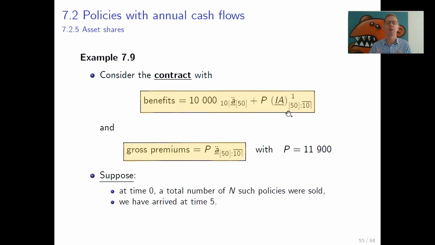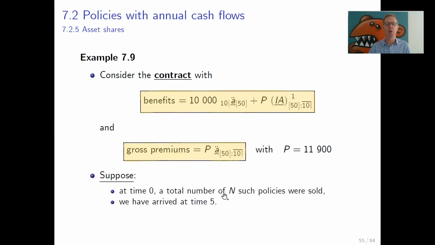guarantee. If the insured dies in the coming 10 years, all the premiums that have been paid are paid back to the beneficiary. And the premiums are indeed paid for 10 years, so until the start of the annuity. And the premium is equal to 11,900. Suppose now at time 0, a total number of n such policies were sold. For instance, 5,000 of these policies were sold.